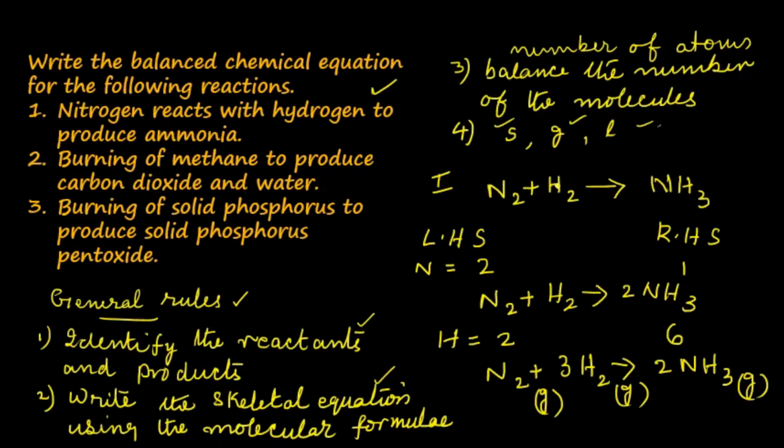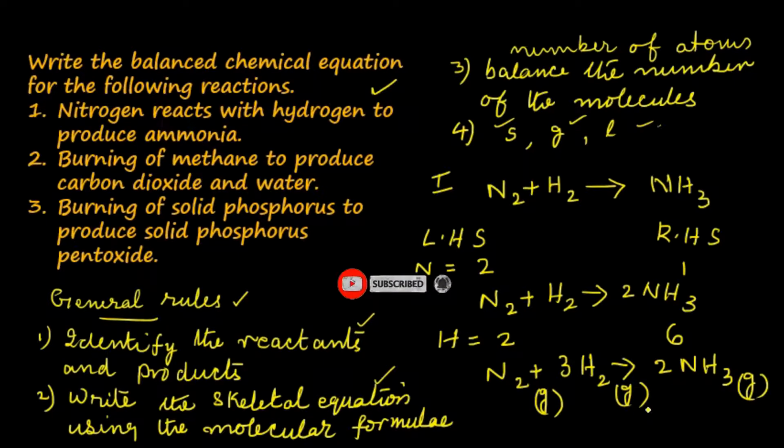Now we will take up hydrogen atoms. On the left hand side there are 2 hydrogen atoms. On the right hand side there are 3 into 2, 6 hydrogen atoms. So it has to be balanced on the left hand side. So you multiply hydrogen by 3. So you get N2 plus 3H2 is equal to 2NH3.